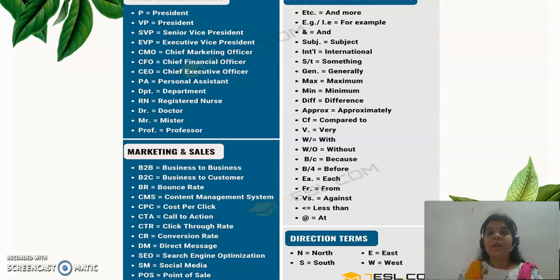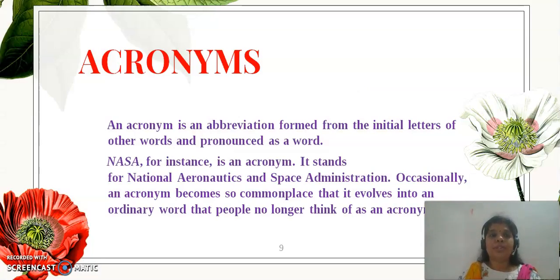There are some other note taking abbreviations also, as you can see on the screen. GEN for generally, MAX for maximum, MIN for minimum, DIFF for difference. ETC is the most overused abbreviation, you can say, that is, etc. Now let us move on to what is an acronym. Acronym is a part of abbreviation, as I had told you. So an acronym is an abbreviation formed from the initial letters of other words and pronounced as a word.